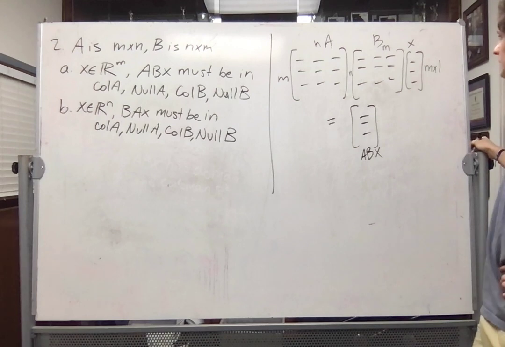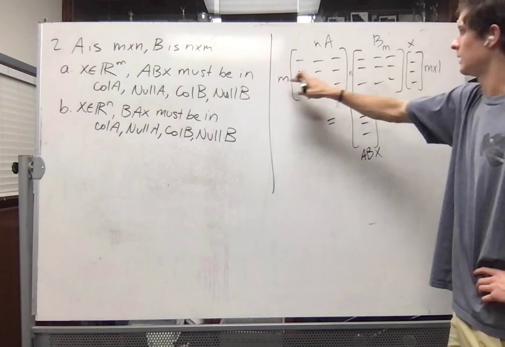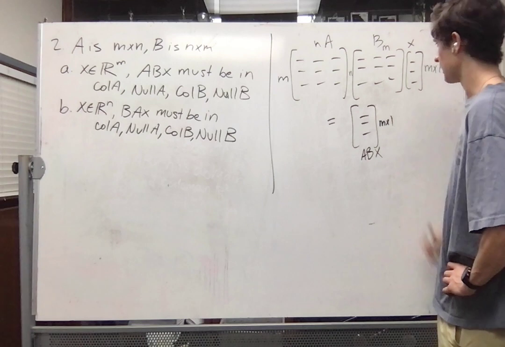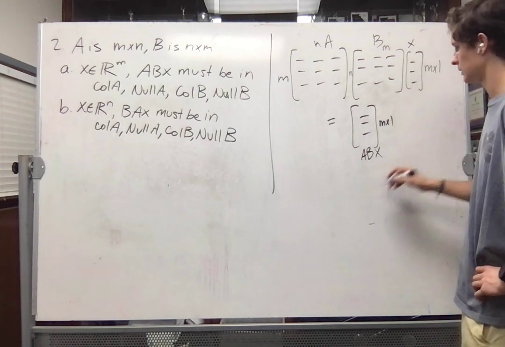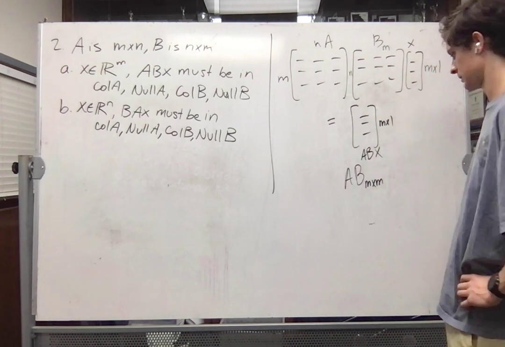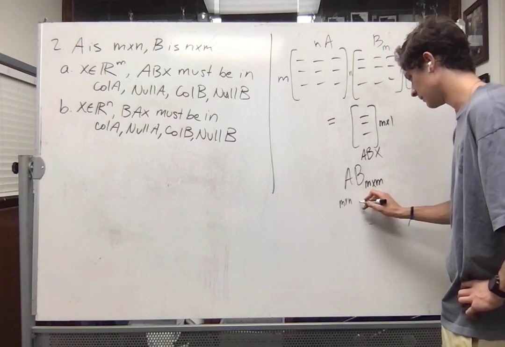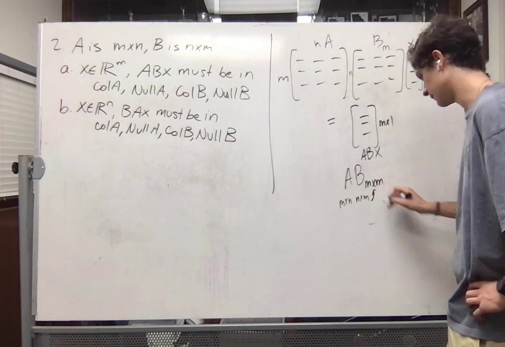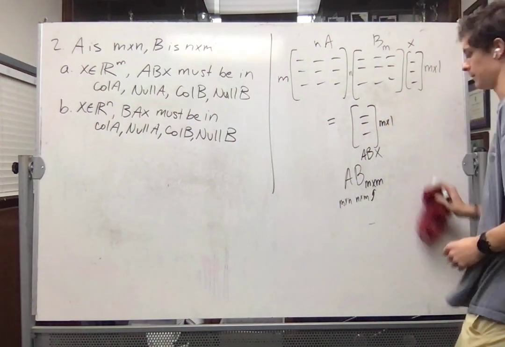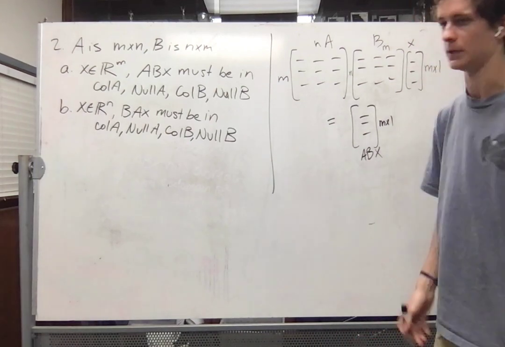And then ABx: x is m by 1, then it goes through size n, and then size m again, so it's going to be m by 1. This makes sense because AB has to be size m by m, since A is m by n and B is n by m. So if x starts in Rm, ABx also has to be in Rm. Now which of the subspaces does it have to be in?